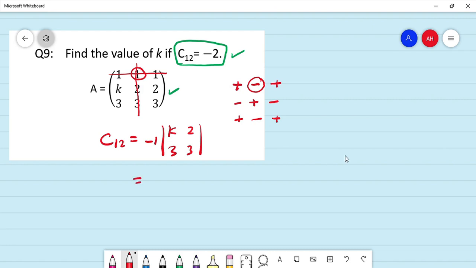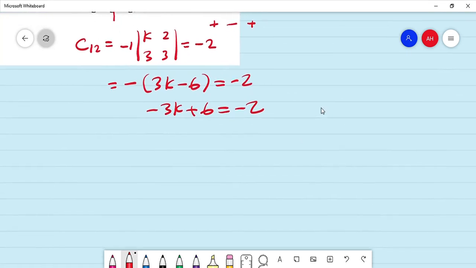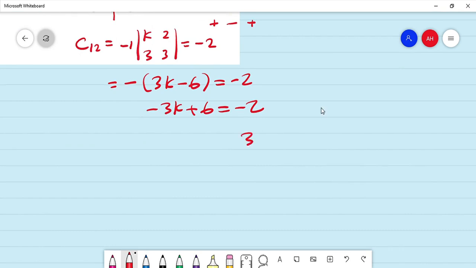Is equal to, okay, the question is giving us that this value must be equal to negative 2. So we have negative outside, we have 3K minus 6 supposed to be equal to negative 2. So negative 3K plus 6 equal to negative 2. Okay, we can continue solving this. We have 3K equal to 6 minus 2. That is 8. 6 plus 2 is equal to 8.